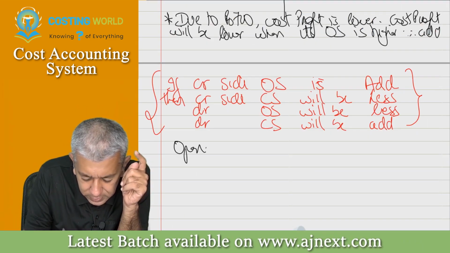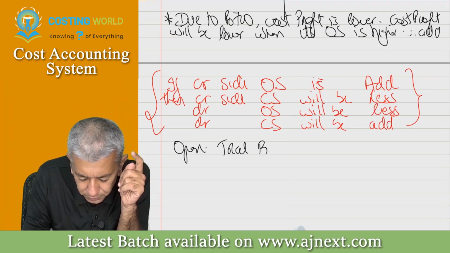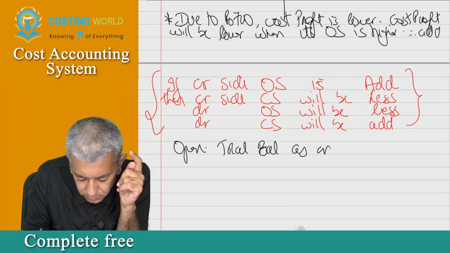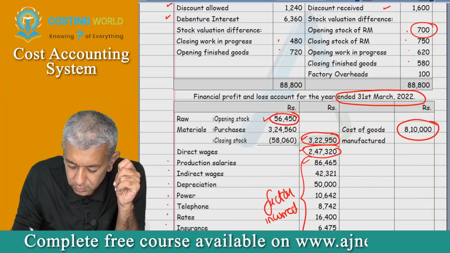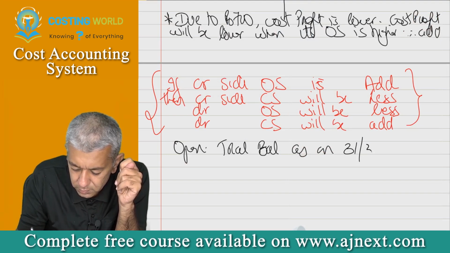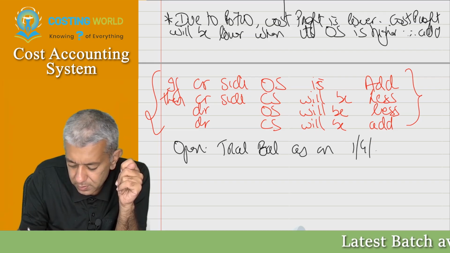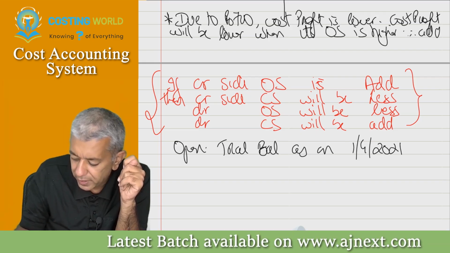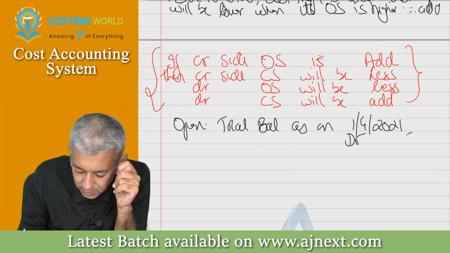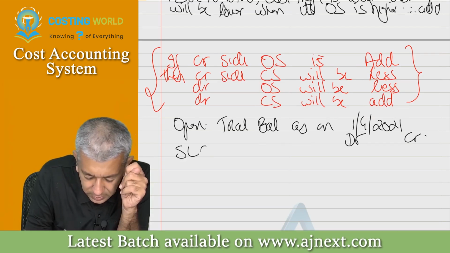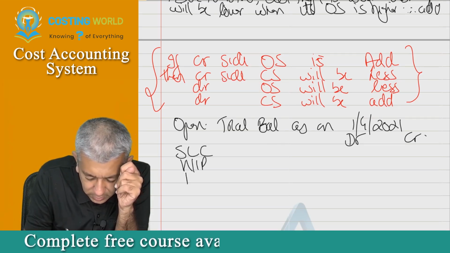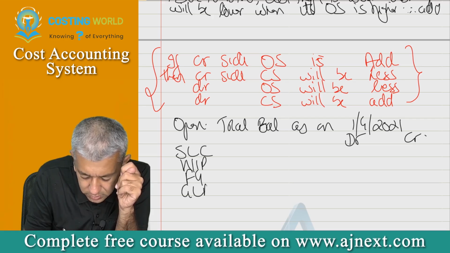Opening trial balance as on 1st April 2021. Debit, credit. SLC, WIP, finished goods, GLA.